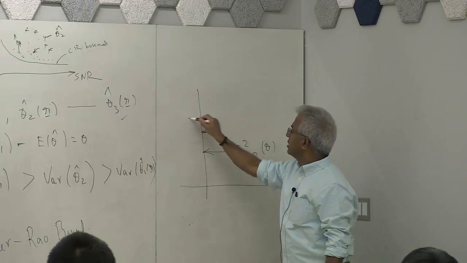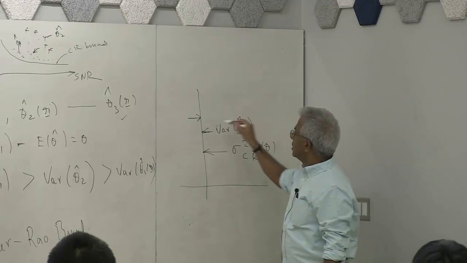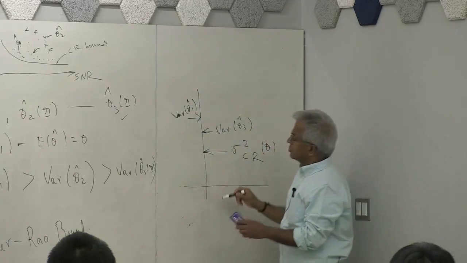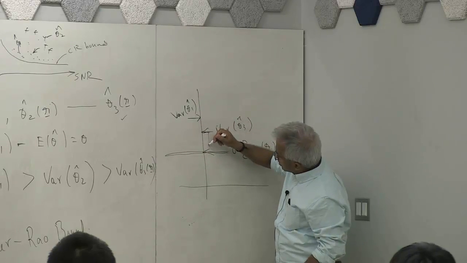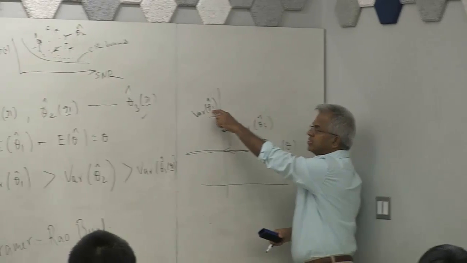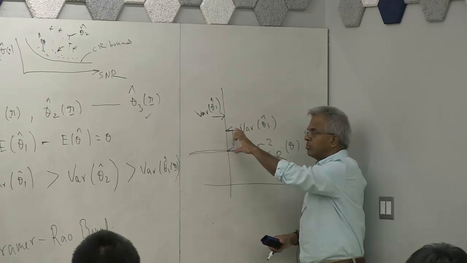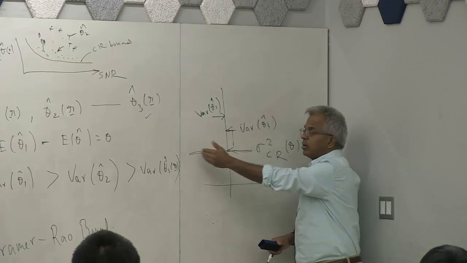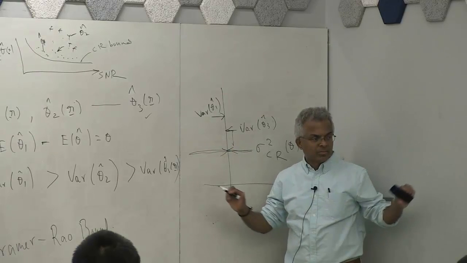And your estimator variance may be here. So this may be the variance of theta 3 hat, and this may be the variance of theta 1 hat, etc. The best you can do, this is the bottom line, is this: if your variance is here and somebody else's variance is here, and this is the Cramer-Rao bound, then you know there is scope for improvement. But if you already have an estimator whose variance is equal to this, then you can stop. That's the best case, right?